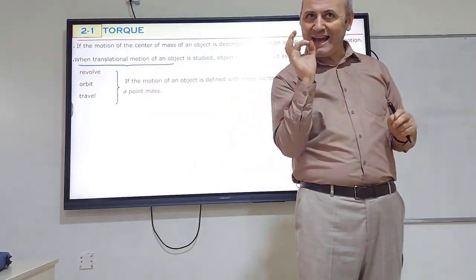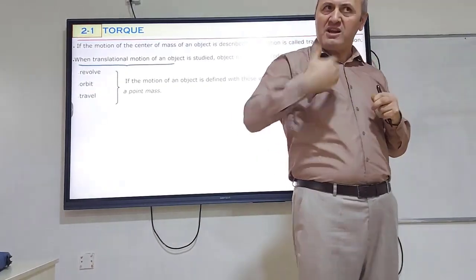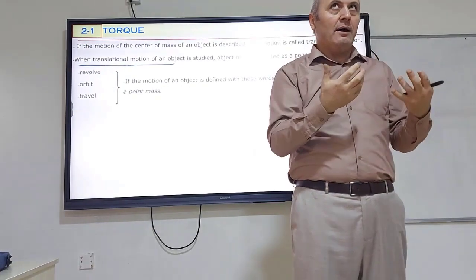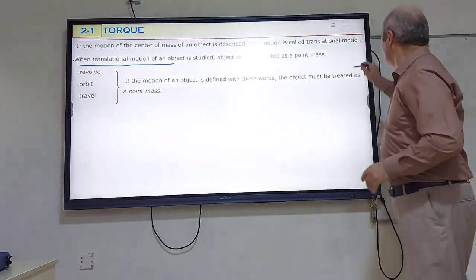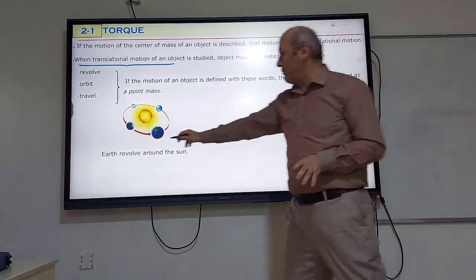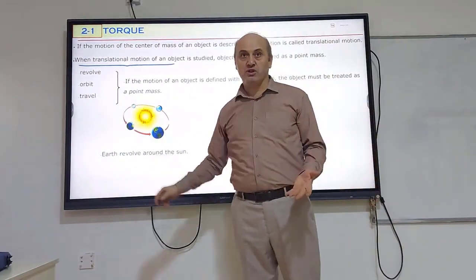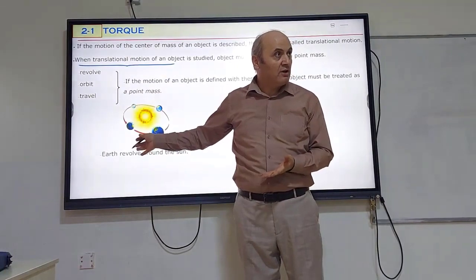Treating, you are saying treating. In fact, the object is not a point or extended, but we are treating it like this. It's a consideration. Okay. Two examples about that. Earth revolves around the sun. So it defines circular motion. It's a kind of translational motion. You should treat Earth in this case as a point mass.